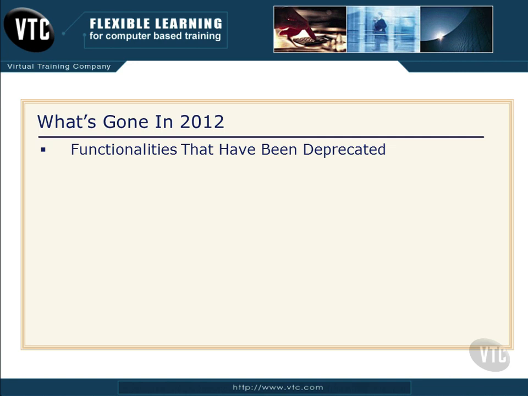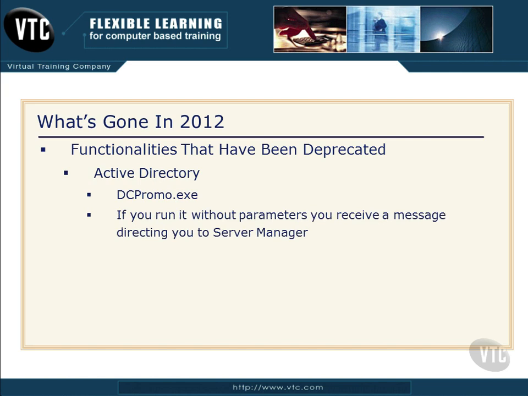Now let's turn our attention to those functionalities that have been deprecated. This one's real interesting. In Active Directory, the DCPromo executable has been deprecated. It's going away at some future version. And if you run this right now without parameters, the way we've always done to promote our member servers to domain controllers, you'll receive a message saying, hey, go run Server Manager. Okay, you can't do it this way anymore.